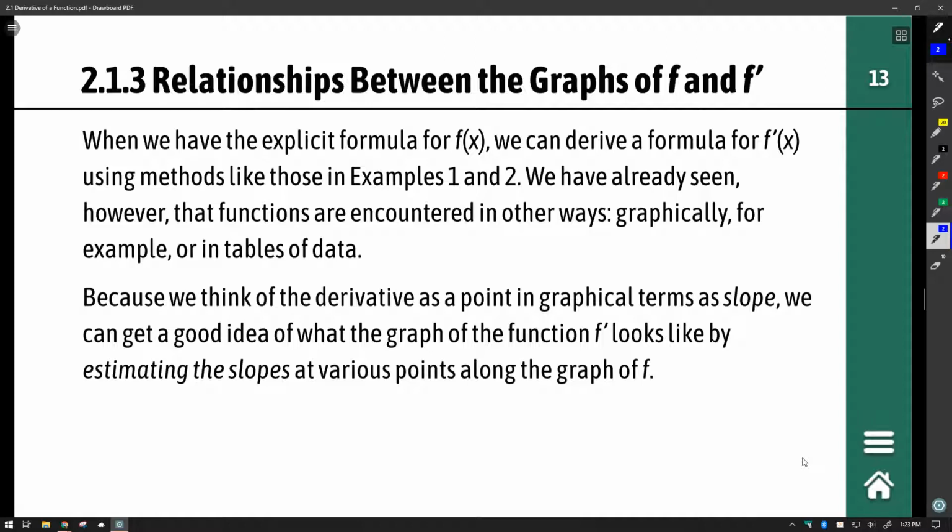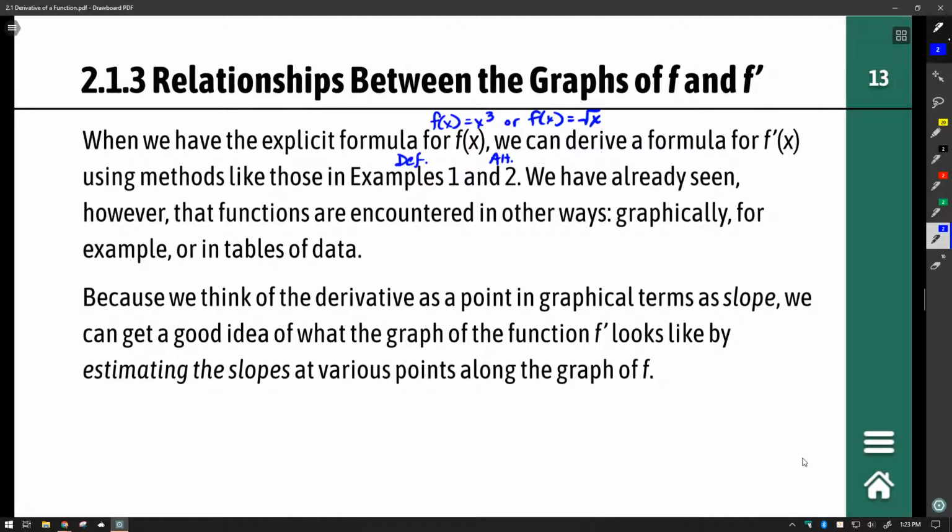When we have the explicit formula for f of x, in other words, if f of x is equal to x cubed, or f of x is equal to the square root of x, we can derive the formula for f prime of x using methods like we did in examples 1 and 2. So we're talking about the definition of derivative and the alternative definition of derivative.